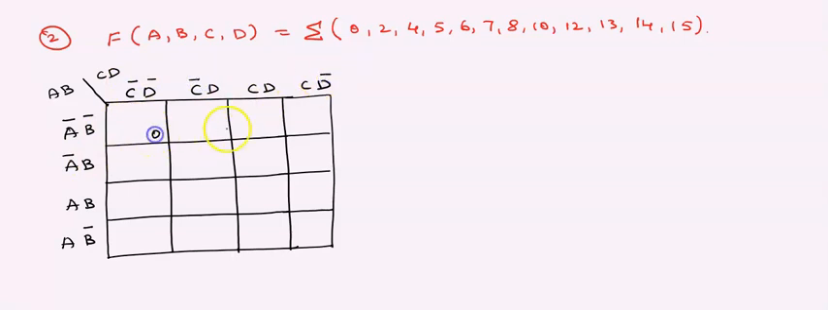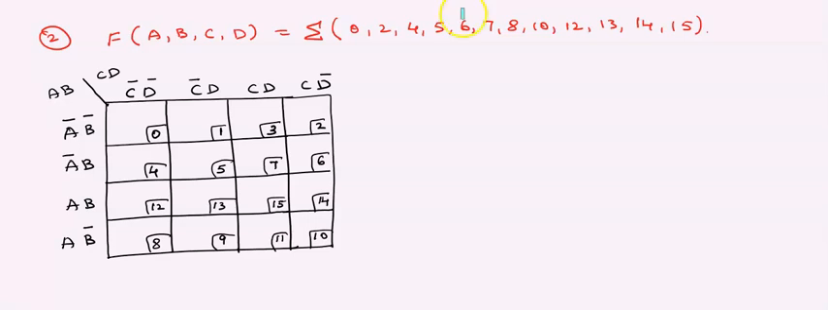Now remember this: 0, 1, 2, 3. 0, 1, 2, 3. 4, 5, 6, 7. Now leave this: 8, 9, 10, 11, 12, 13, 14, 15. Okay. These are the steps. Already I have explained you how to use this.